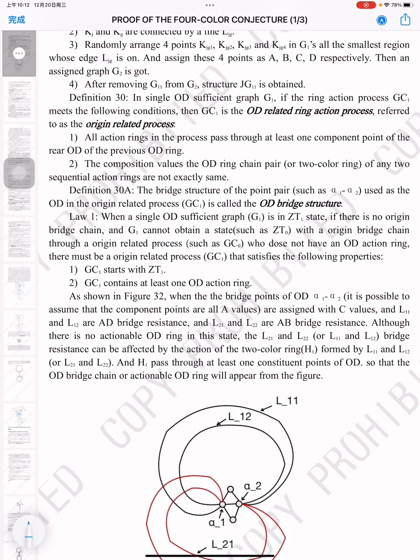Definition 38. The bridge structure of the point pair, such as alpha-1-alpha-2, used as OD in the origin-related process GC1, is called the OD bridge structure. Law 1. When a single OD sufficient graph G1 is in ZT1 state, if there is no origin bridge chain, and G1 cannot obtain a state such as CT0, then through an origin-related process such as GC2, which does not have an OD action ring, there must be an OD-related, origin-related process GC1 that satisfies the following properties. 1. GC1 starts with CT1. 2. GC1 contains at least one OD action ring.